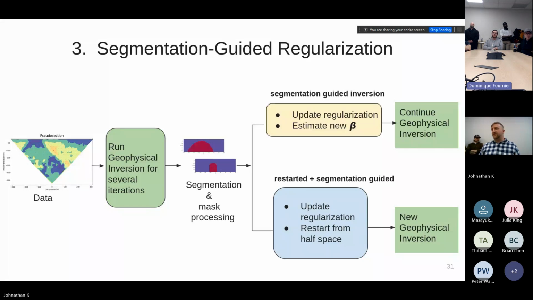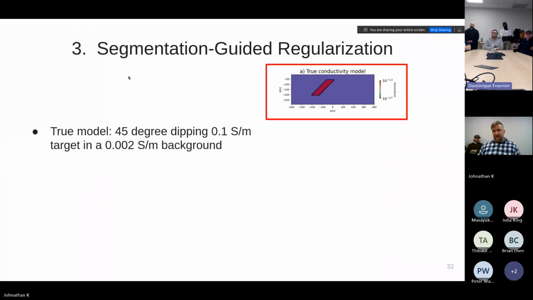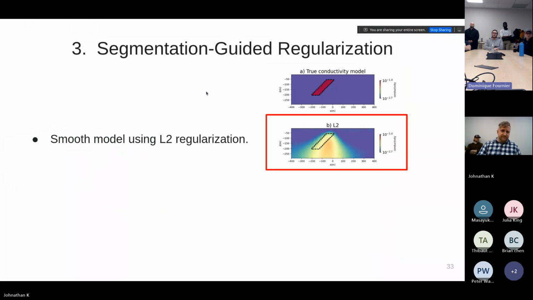So we kind of figured out the prior. Now we just want to run a new inversion. So we start again. We look at our dipping conductor inside the resistive background, and we run the L2 inversion, and we get our result. It's blurry and ambiguous dip again.